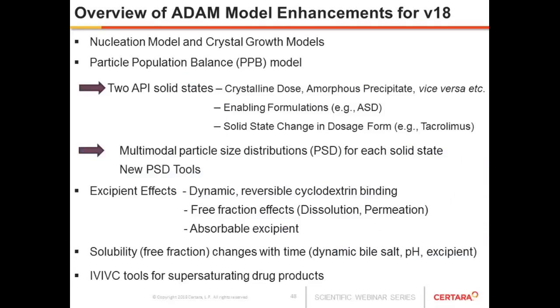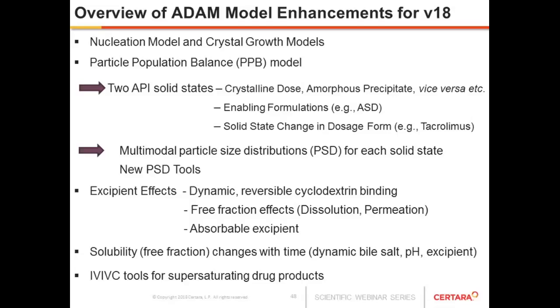This is probably my last two slides. This is just an additional slide which shows the new additions coming in version 18. Recently, we have been a part of an FDA grant for precipitation handling within Simcyp. As a part of that grant, a new nucleation and crystal growth model has been added in version 18. The particle population balance model is a new addition for handling particle size distribution within Simcyp. As a part of this model, the user can import the Malvern PSD data directly into Simcyp to do a multimodal analysis for different solid states.